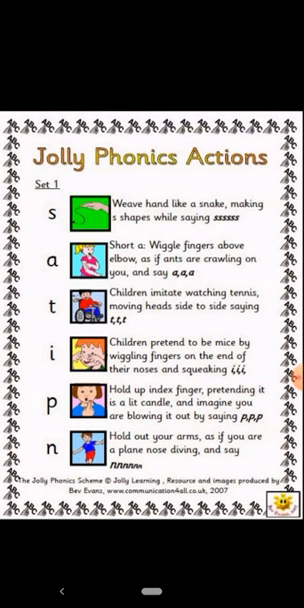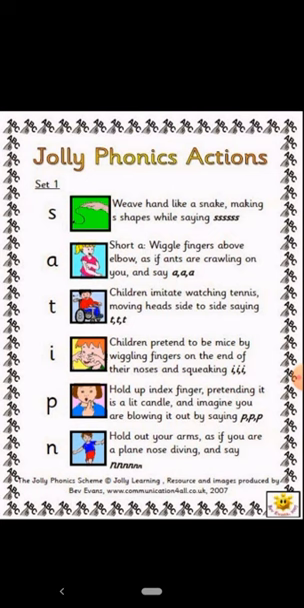So the first action even goes with a song. Yes, it goes with a song. Snake is in the grass. So while you're singing the song, you are making the action. Snake is in the grass. And then we have the a. As you can see, wiggle your fingers above your elbow as if ants are crawling on you and say a: ants on my arm, they're causing me alarm.